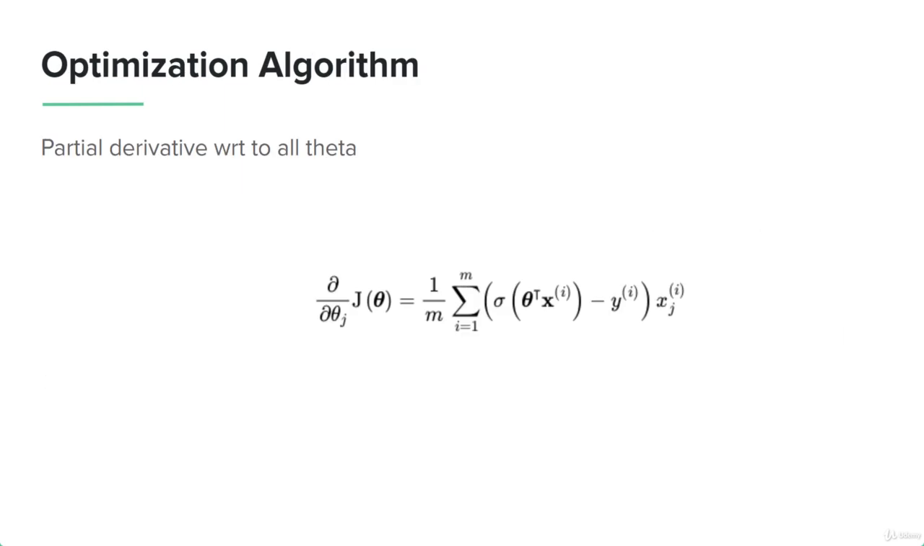To understand the optimization algorithm, it's not that different. It is still the same. We're still using gradient descent, and it is almost the same except for the fact that we have an addition of the activation function.